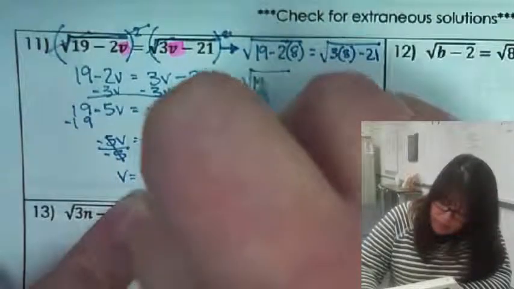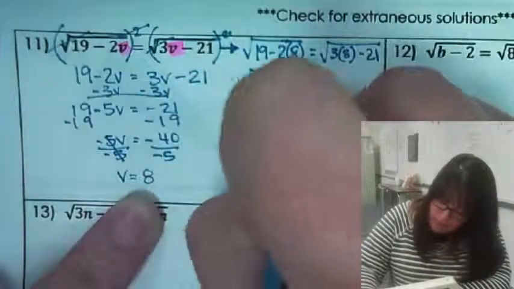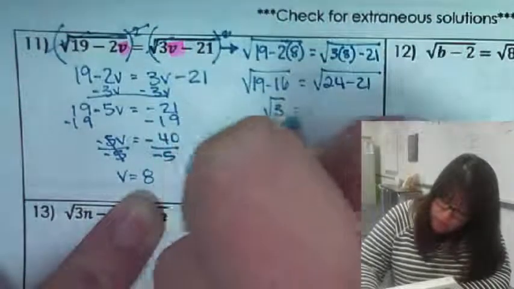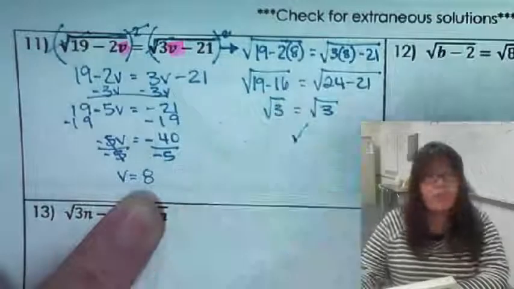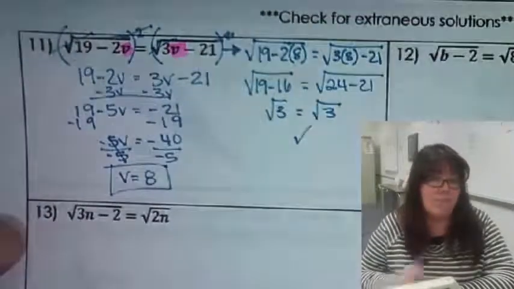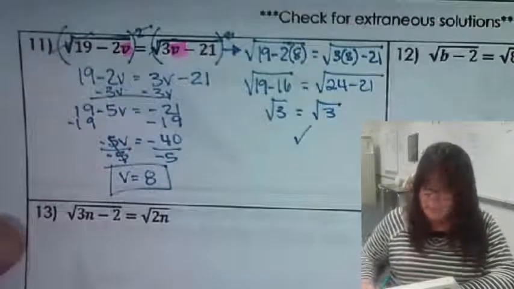So this is going to be 19 minus 16. This is going to be 24 minus 21. So I've got square root of 3 equals the square root of 3. That is true, which means v equals 8 absolutely works as a solution. That one is good to go. Let's take a look at number 13.